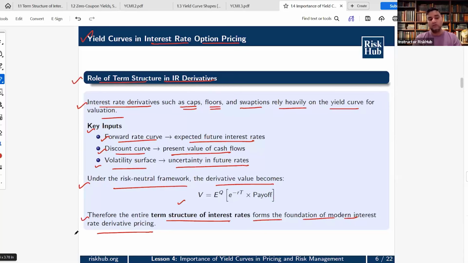Risk neutral measure Q: a change of probabilities under which any asset's price equals the discounted expected value of its payoff. It is a pricing device, not a forecast of real world odds. The slide basically lists three inputs: the forward rate curve for expected future rates, the discount curve for present value, and the volatility surface for uncertainty. V equals the expectation under the measure Q of e to the power minus rT times the payoff. The formula says the option value is the average payoff across all future outcomes, discounted back to today, with the averaging done under Q.